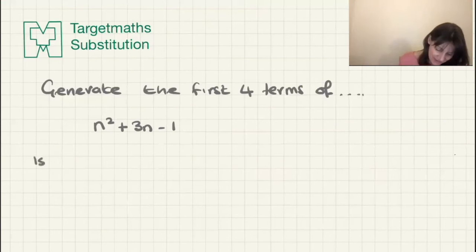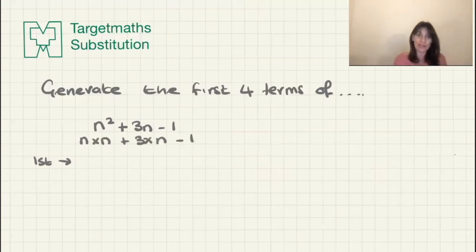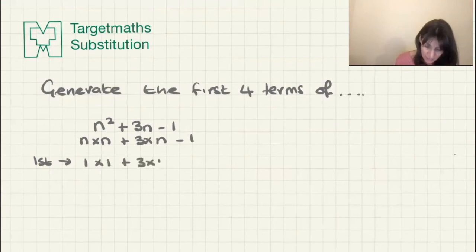Okay, the first number is going in. I have got n squared. That means n times n. Do you know what? It would actually be really sensible, wouldn't it, to show what we're looking at here, so we really can see everything we've got to do, because there's so much there. So I've got 1 going in, 1 is going in everywhere I see n. So we've got 1 times 1 plus 3 times 1 minus 1.